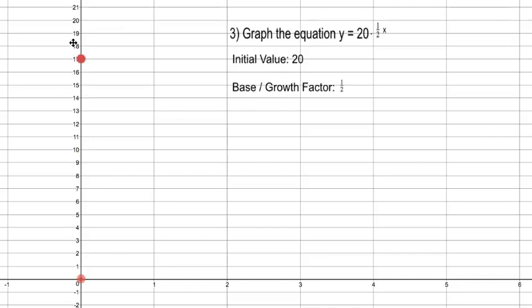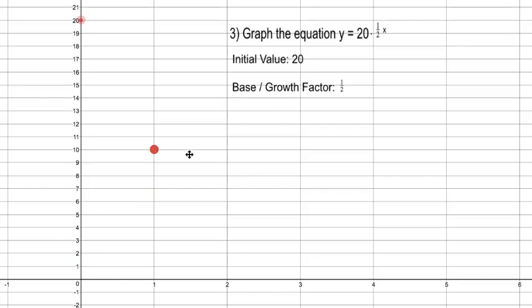Let's plot the initial value of 20. When x is equal to 1, to find the y value, I have to take that 20 that I started with and multiply it by 1/2. Now remember, if you are multiplying by 1 over some number, that is the same as dividing by the denominator, that is the bottom half of that fraction. So 20 times 1/2 is the same as 20 divided by 2, which is 10. So when x is 1, my y value will be 10.